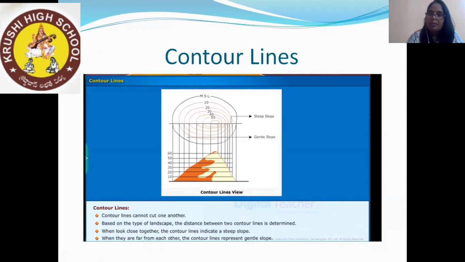So in the image you can see how exactly it represents. Based on the type of landscape, the distance between two contour lines is determined. So based on the landform, the distance between two contour lines will be determined, right? When they look close together, the contour lines indicate a steep slope. When they are far from each other, the contour lines represent a gentle slope.